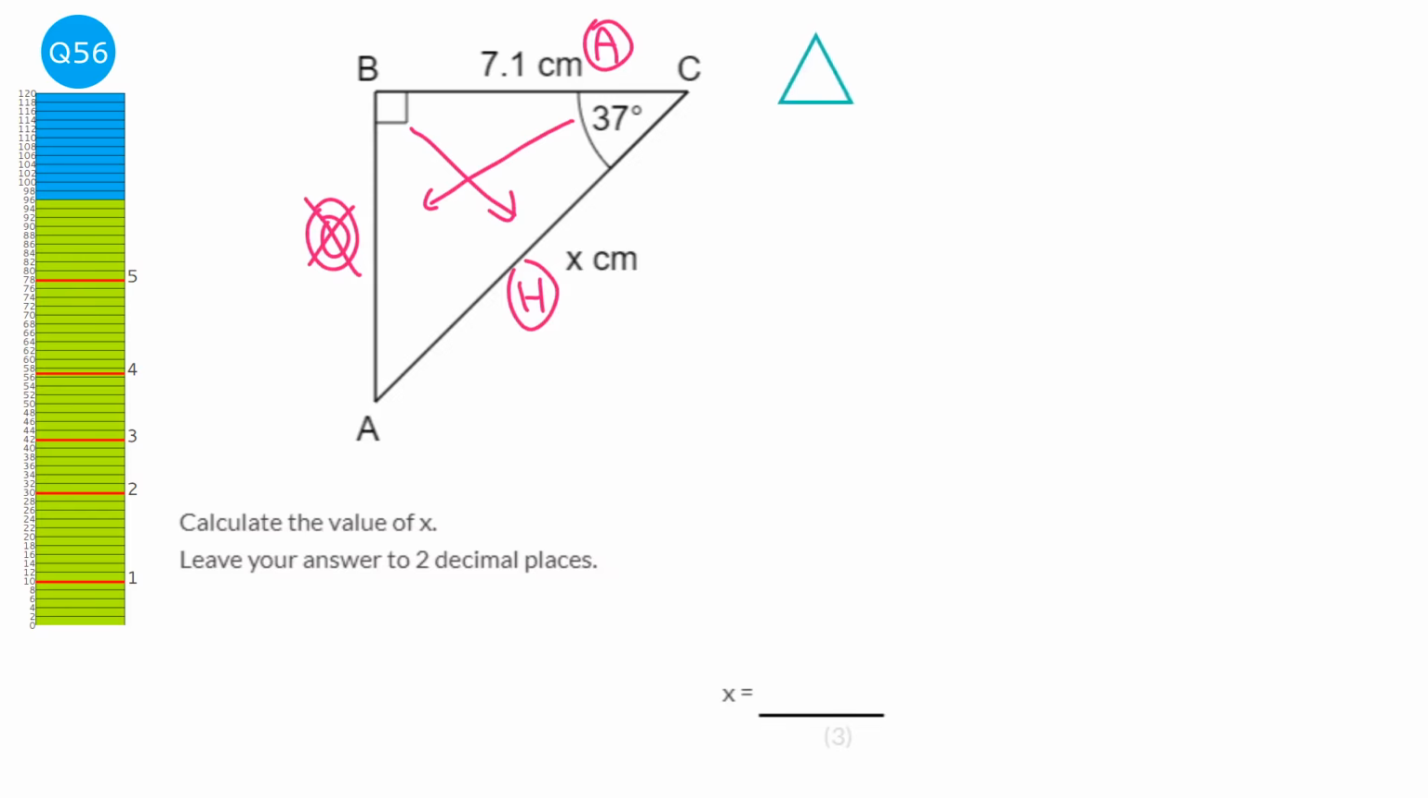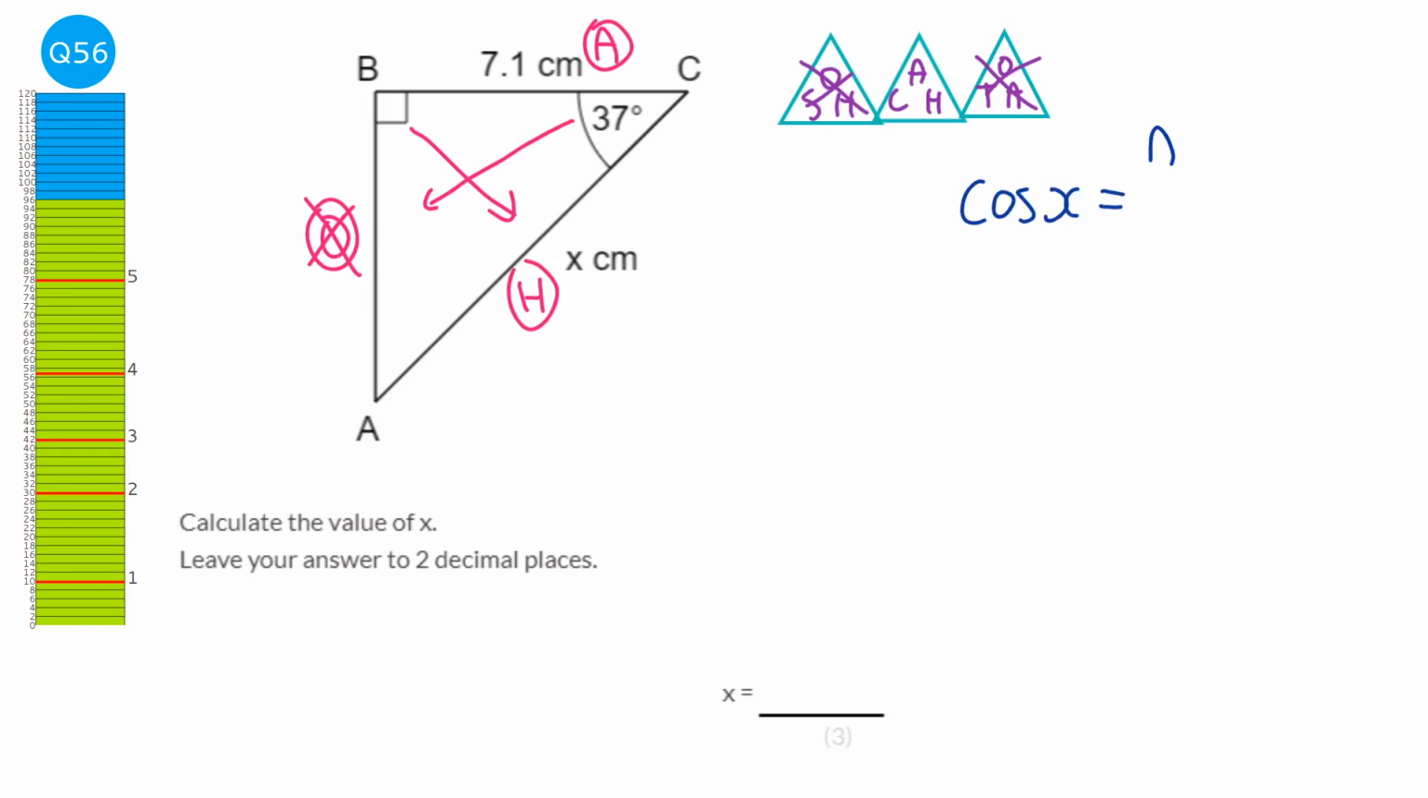We're next going to draw our triangles for SOHCAHTOA. So it'd be SOHCAHTOA. And we cross out the opposite, so we're not looking at a sine or tan, we're going to be looking at the cos. So it would be cos the angle, or cos x, equals A over h. And the angle is 37, so cos 37 equals 7.1 over x.